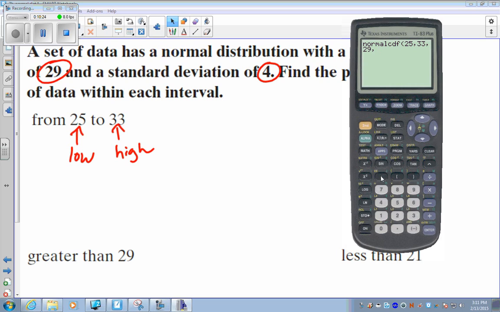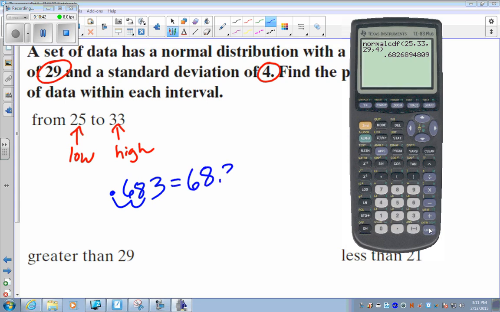Close out the parenthesis, and it comes up with 0.68. We're going to round the 2 to 3. We want a percent here, so this is a decimal, so we go with this percent: 68.3% of the data, whatever we're talking about here, will lie between 25 and 33. 25 and 33 could refer to the weight of something, or the number of times something occurred.